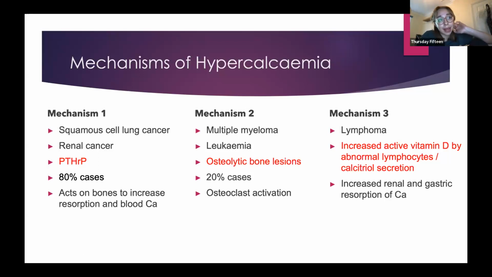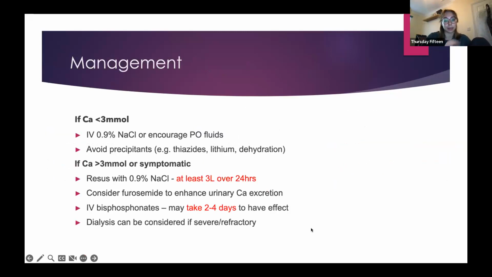Yeah, so bone mets. CKD isn't a cancer, but you can get dysregulation of your calcium in CKD. Other cancers that you get hypercalcemia in are things like breast cancers, head and neck cancers, and prostate cancer as well. They're all associated with hypercalcemia. So in terms of management, if the calcium's less than 3, you kind of just want to rehydrate them. So IV fluids, or if it's really mild, you could just encourage oral fluids.